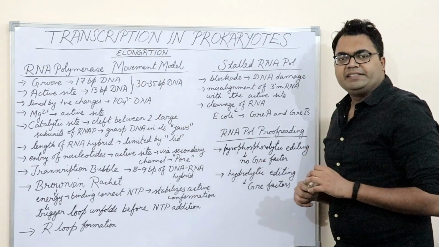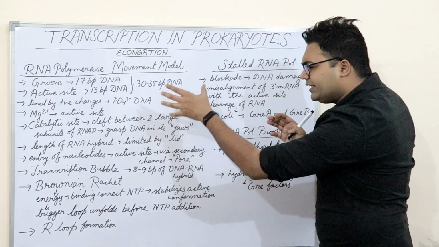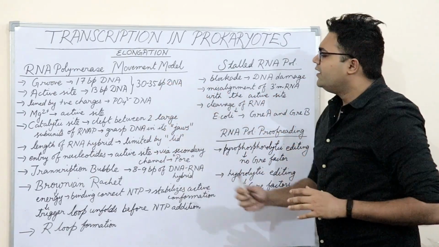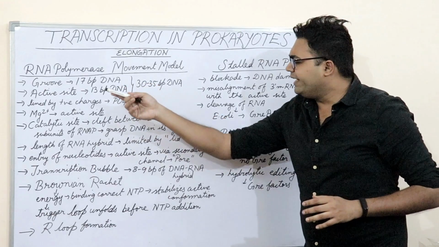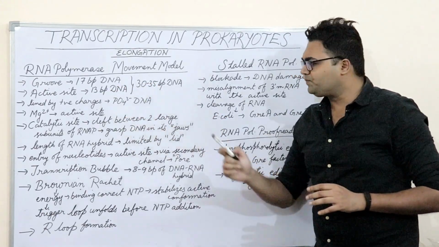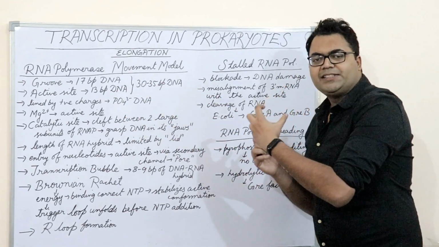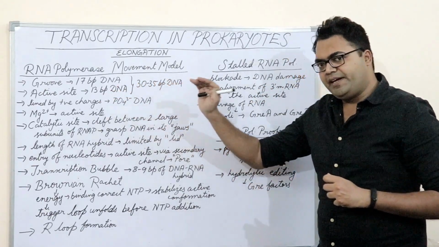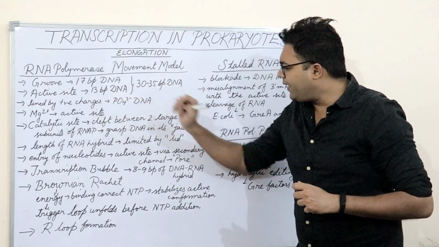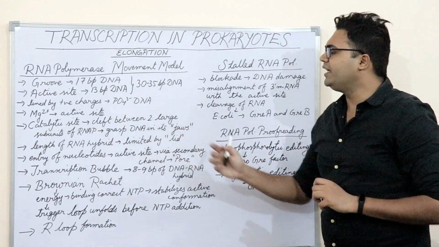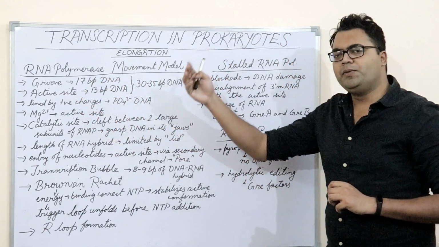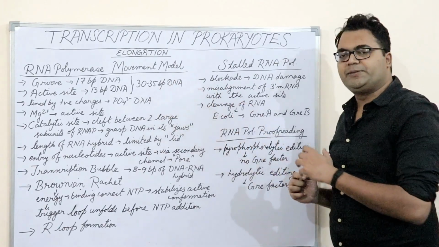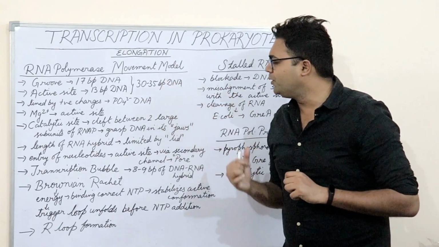Now the RNA polymerase in E. coli, you can see there are various things written over here. The RNA polymerase contains mainly a groove and the active site. The groove binds with almost 17 base pairs of DNA. The active site of the RNA polymerase core enzyme binds with 13 base pairs of DNA. Thereby the groove and active site cumulatively bind with 30 to 35 base pairs of DNA. That's point 1 to be noticed.